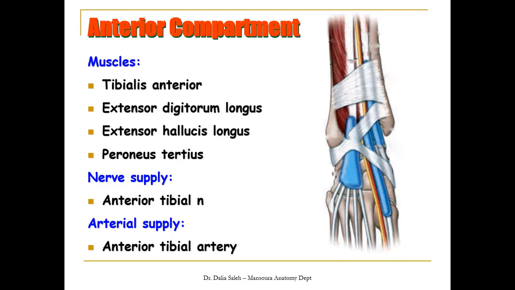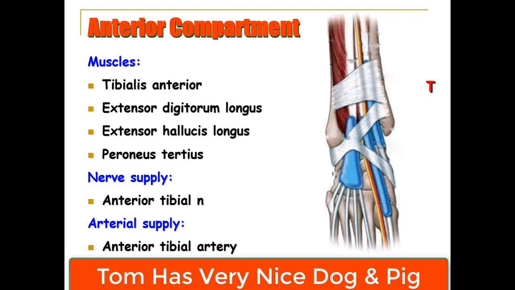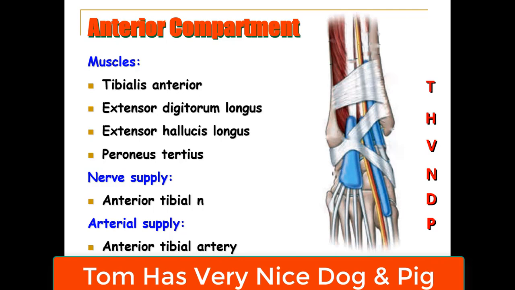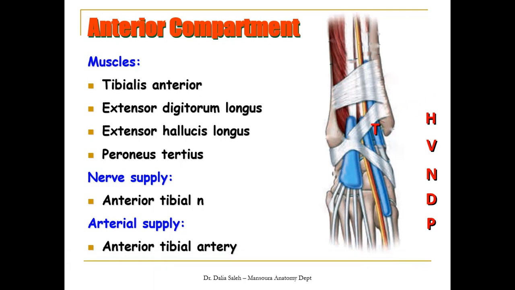In order to memorize how the structures pass below these 2 retinacula, we're going to memorize it by this phrase: Tom has very nice dog and pig. T refers to the tibialis anterior. This is from medial to lateral. And then we have the extensor hallucis longus tendon, and then the anterior tibial vessels and the anterior tibial nerve. And then we have the 4 tendons of the extensor digitorum longus. You can count 4 tendons, and the 5th one will be for the peroneus tertius muscle.